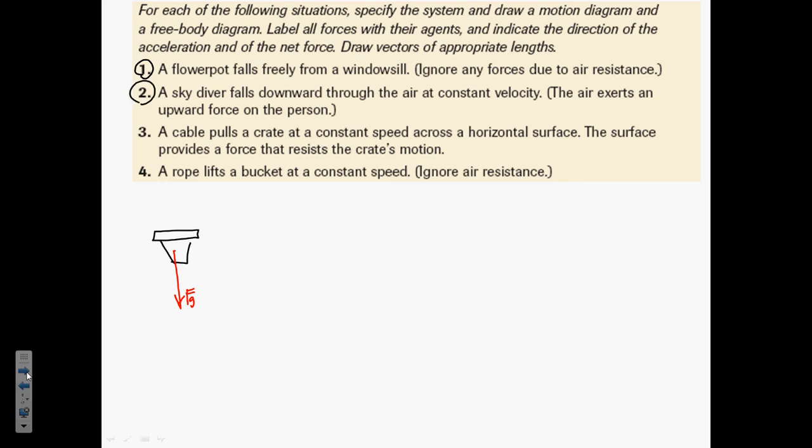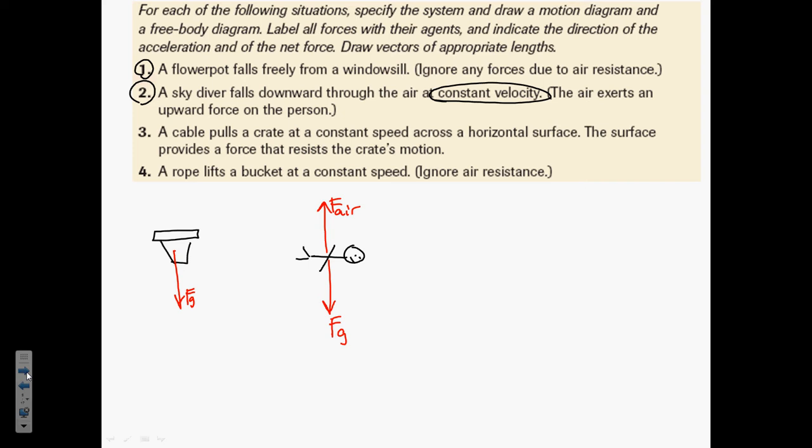Number two, skydiver, falling downward, hoping his parachute will open. At a constant velocity, this is big. Constant velocity means that you've got gravity pulling you down, but you've got air resistance at the exact same amount. And you're going to move at a constant velocity. We'll talk about that a little bit more.